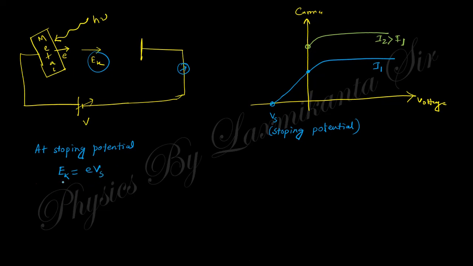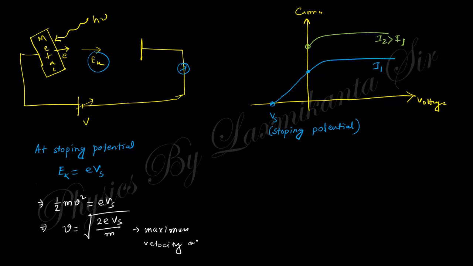So the eVs equation will be like that, or from here you can easily find out the velocity. Half mv squared, where small v is the velocity, so v is nothing but the square root of 2eVs by m, where m is the mass of the electron. This is the maximum velocity of the electron, which can be calculated by this graph.